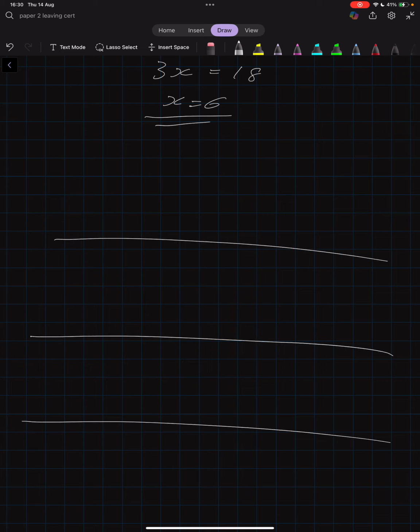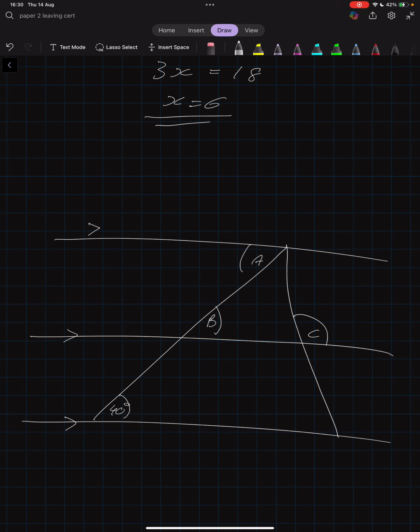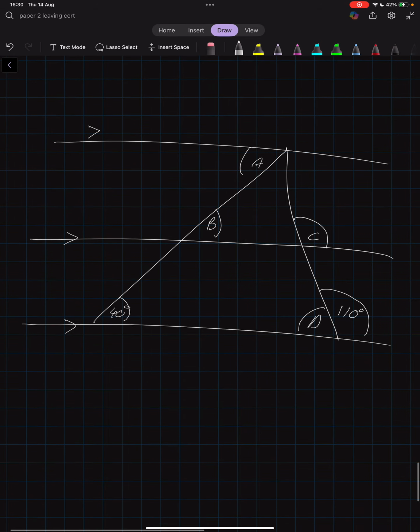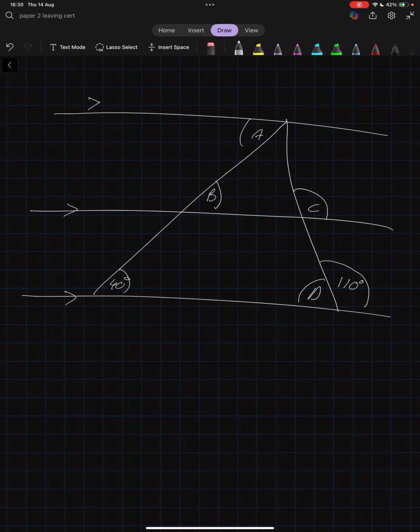So I have 3 lines, and they're all parallel. I have a triangle like this. This is angle A, this is angle B, this is angle C, this is 40, this is D, and this is 110. Basically it's just saying solve for A, B, and C.